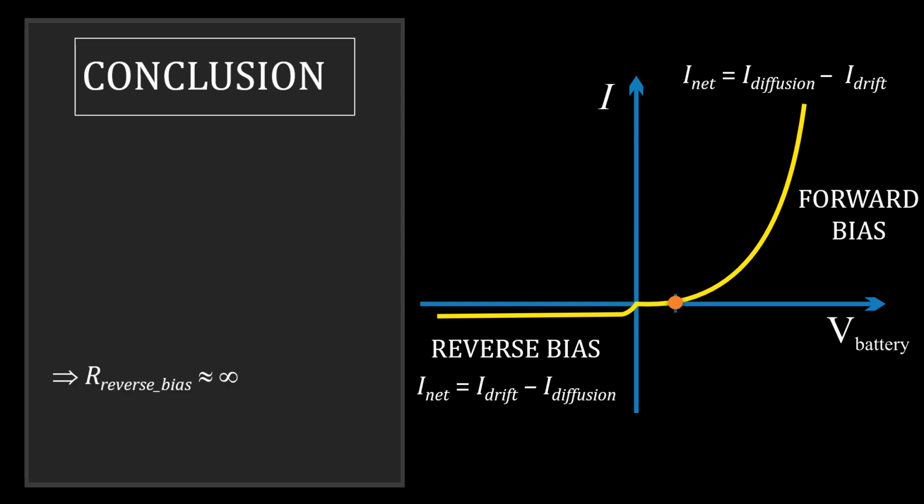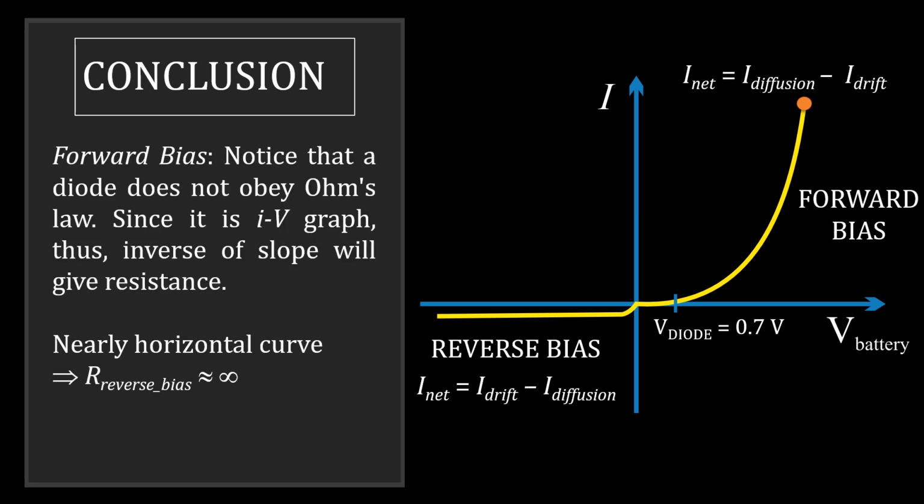The reverse current is very, very small, while the forward current keeps on increasing with the potential difference across the battery. I have shown here V diode 0.7 volt. Only after we apply 0.7 volt, the current will start to flow. We can also see that this graph is not a straight line, therefore it does not obey Ohm's law.